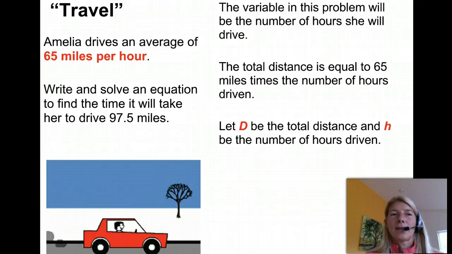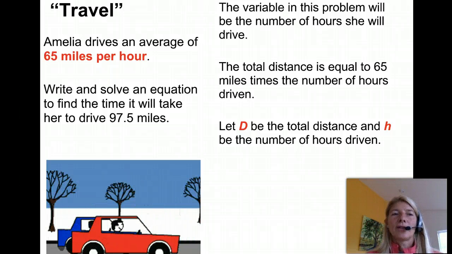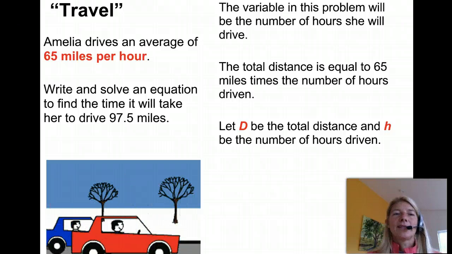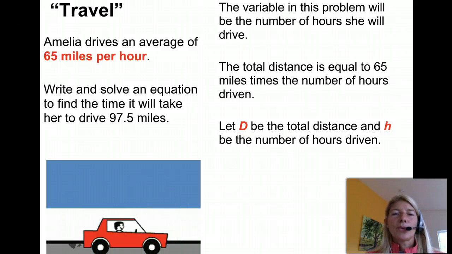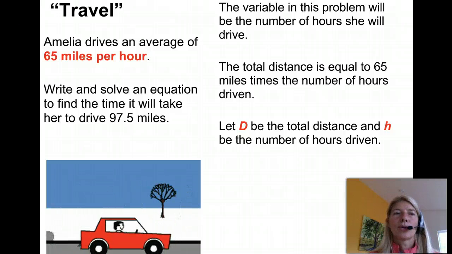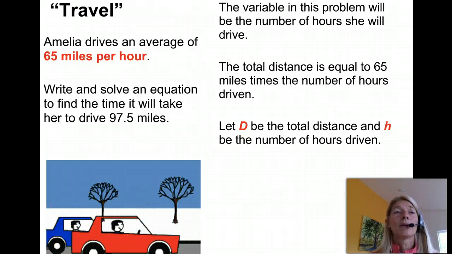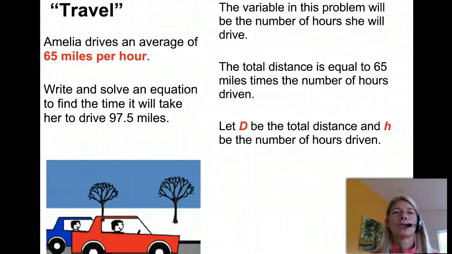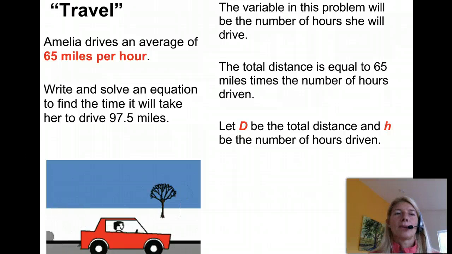Let's look at another example. This has to do with travel, and you guys often see this. Amelia drives at an average of 65 miles per hour. When you're driving down the road, you see the speed limit, and it will tell you 45 miles per hour, or a school zone, 20 miles per hour. Okay, there's a per right there, so that 65 is going to go next to some other variable.